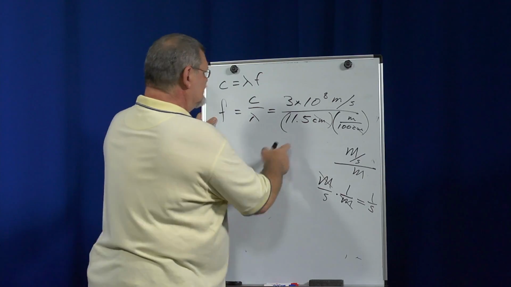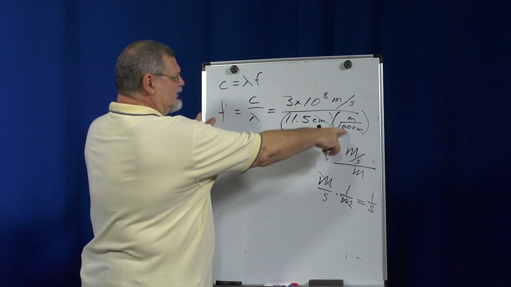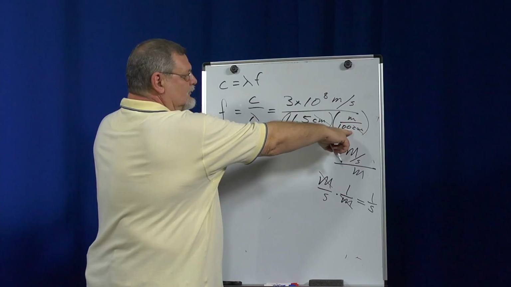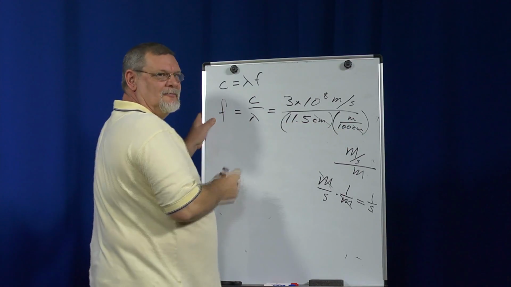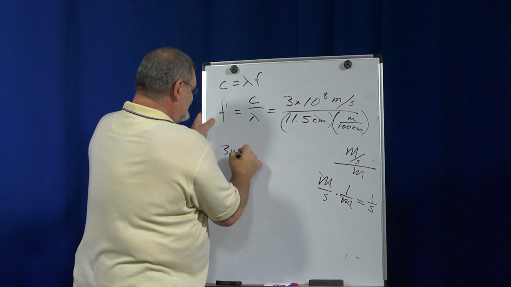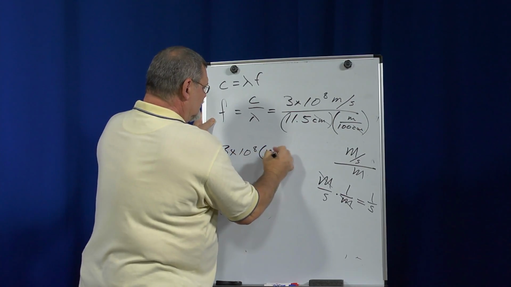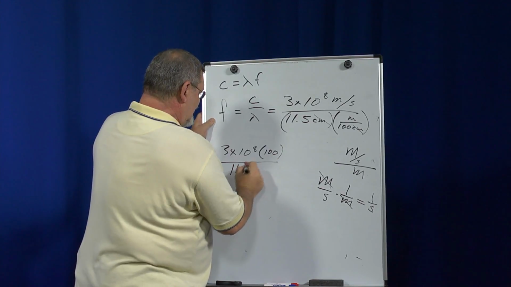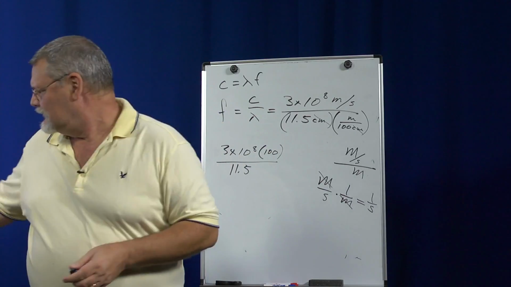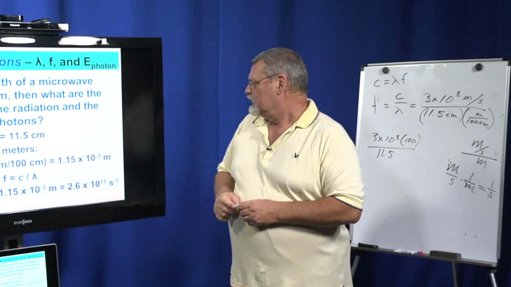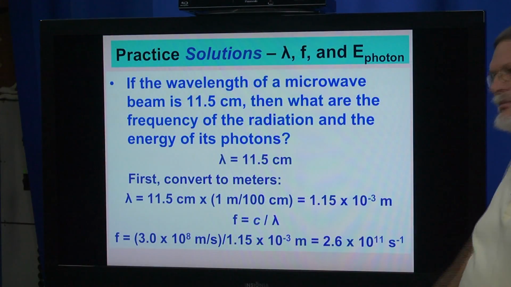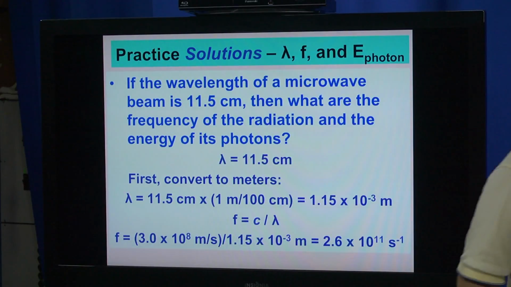So now all we have to do is this mathematics. If I'm dividing by 100 down here, then actually I'm multiplying by 100 on the top. I can bring this on top. So 3 times 10 to the 8th times 100 over 11.5 is what you're going to shove into your calculator, and it comes up to be 2.6 times 10 to the 11th inverse seconds. So that's what our frequency is.